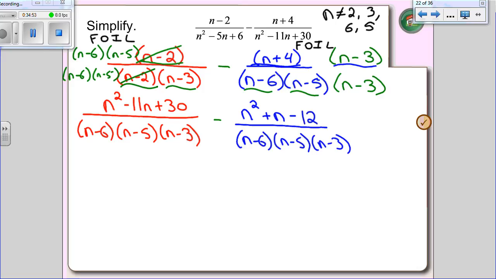By doing that, I now have a common denominator on the bottom and like terms that can be added on the top or subtracted. In this case, it's subtracted. So that means I can write this thing as one big fraction. When I write it as one big fraction, I'm going to go n squared minus 11n plus 30. And then I'm going to go subtract.